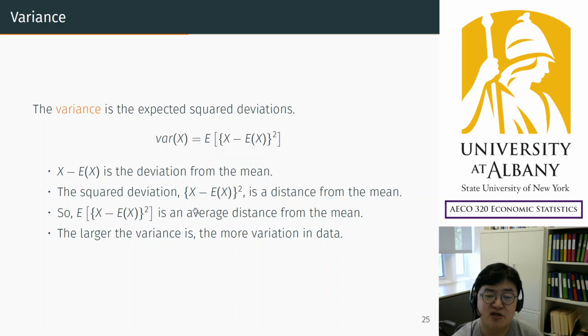And its interpretation is clear because squared deviations are distances. So variance is on average distance, right? So it is an expectation of distance, so average distance. And of course, the larger the variance is, the more variation in data, right? So that is pretty straightforward in our definition and example.